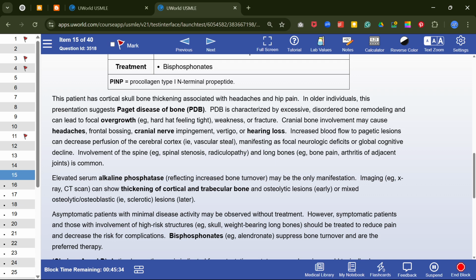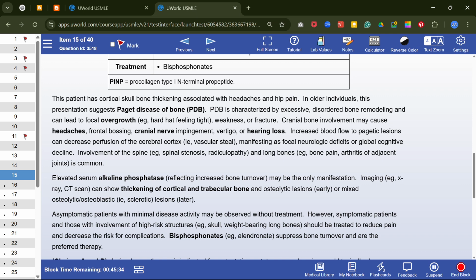Paget's disease of the bone is characterized by excessive, disordered remodeling and can lead to focal growth, hard hat feeling tight, weakness, or fracture. Cranial bone involvement may cause headache, frontal bossing, cranial nerve impingement, vertigo, and hearing loss. Increased blood flow to the Pagetic lesion can decrease the perfusion of the cerebral cortex.